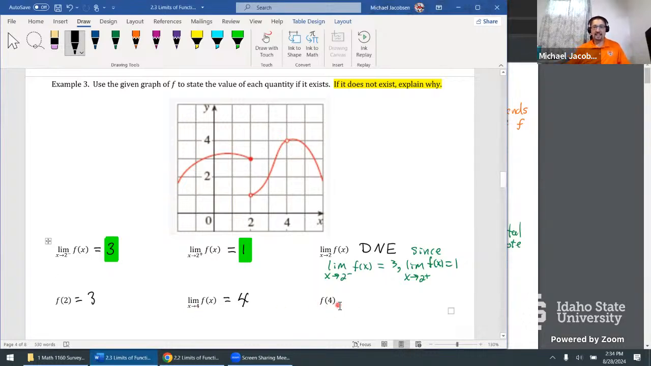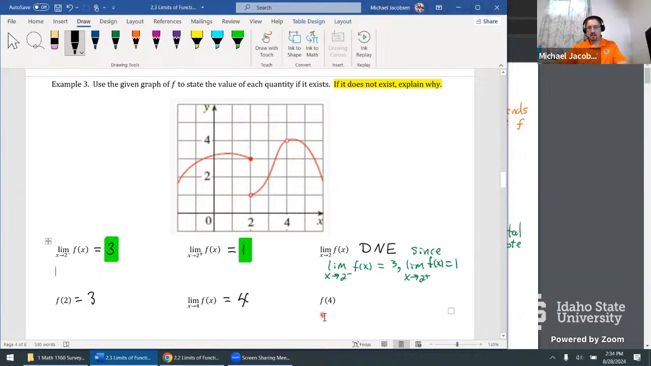Only one last thing to get through. How about the function value at 4? Anyone see what we should put here? Absolutely. There's a problem in the graph, right? There is no solid dot for us to get through. If there's no solid dot, you can either say does not exist, undefined, any of those kinds of descriptions would be just fine. I like does not exist.